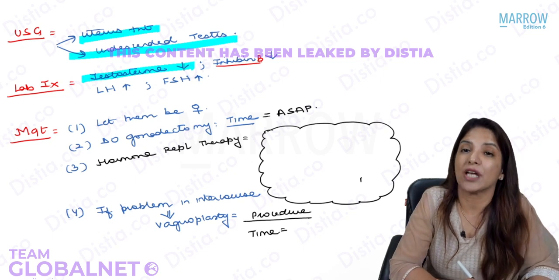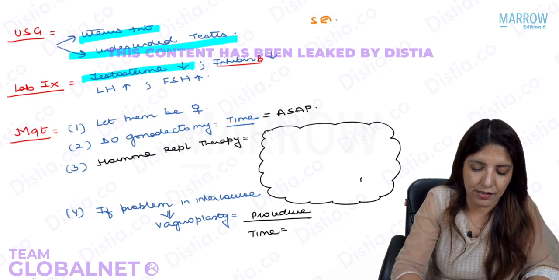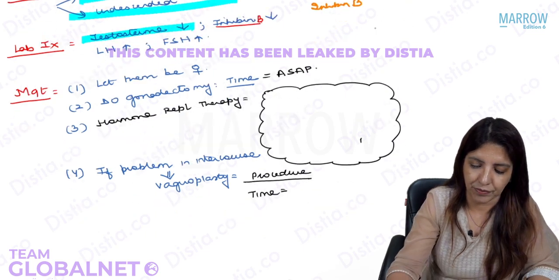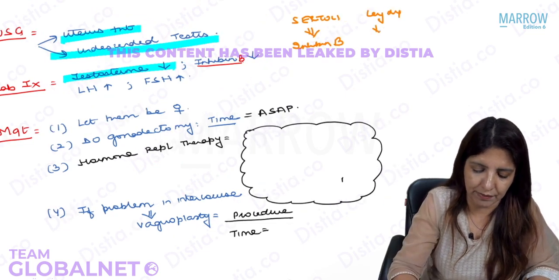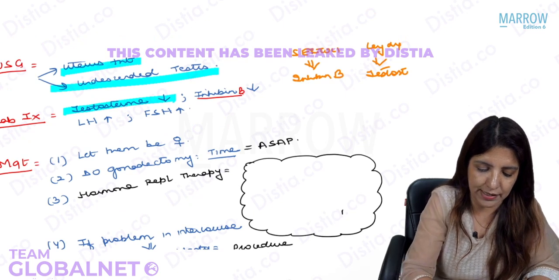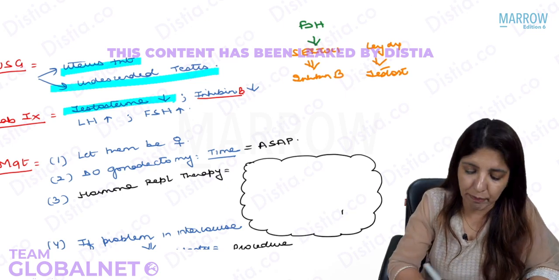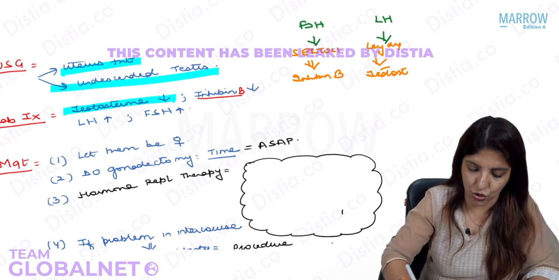Sertoli cells produce inhibin B in males, right? Leydig cells produce testosterone in males, right? FSH is the one which acts on Sertoli cells, and Sertoli cells produce inhibin B. LH acts on Leydig cells, and Leydig cells produce testosterone.